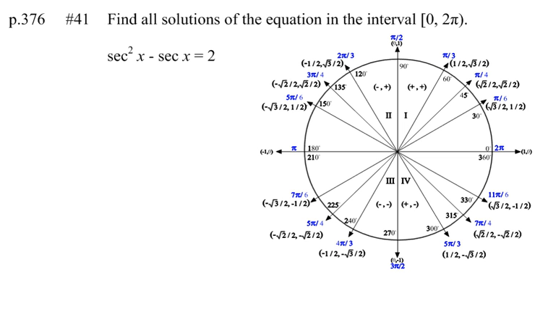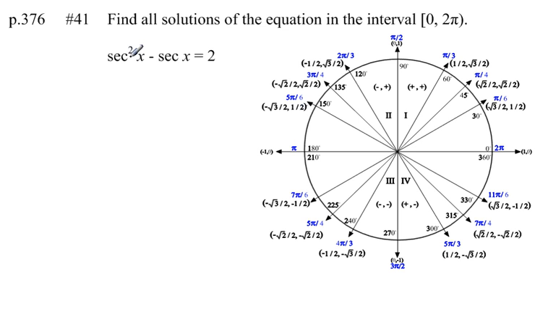Page 376, number 41. Find all solutions of the equation in the interval 0 to 2 pi. Secant squared of x minus secant of x equals 2. Well, first of all, let's just address this part of the problem. This just means that we're looking for answers only on our unit circle. We don't have to add 2 pi to our answers to get additional solutions.